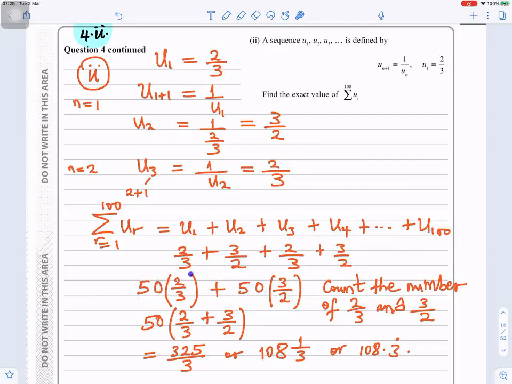So we just multiply 50 times 2 over 3 plus 50 times 3 over 2. What we are doing is counting the number of 2 over 3 and 3 over 2. And to do that, you take 50 out as a factor, out of the bracket, and you have 2 over 3 plus 3 over 2. Together, you get 325 over 3, which is 108 and 1/3, or 108.3 recurring.